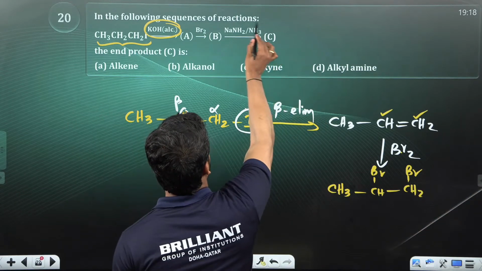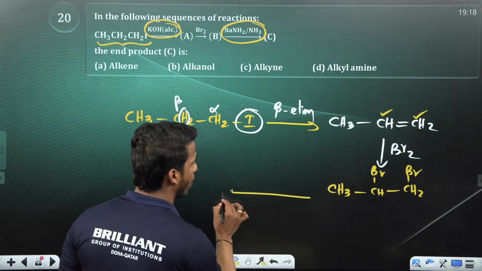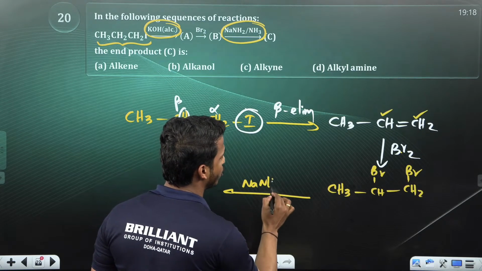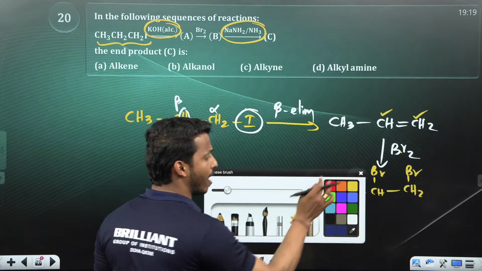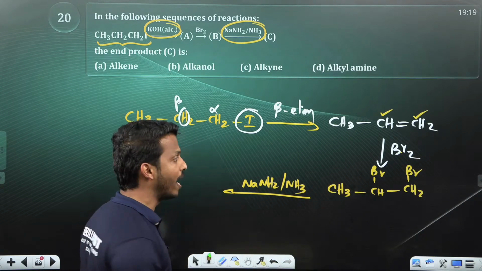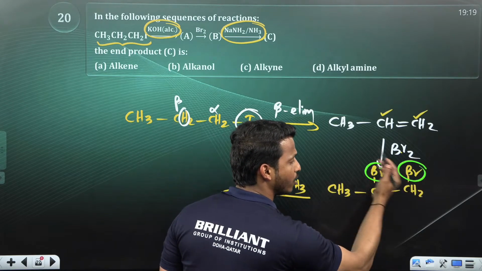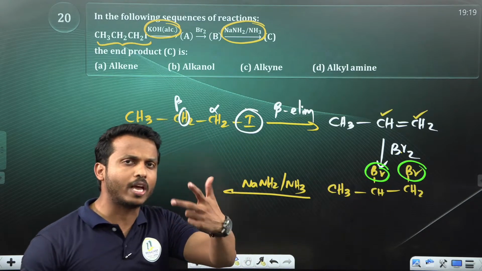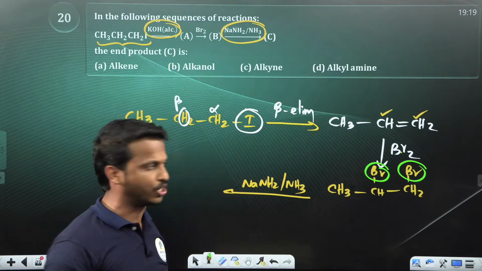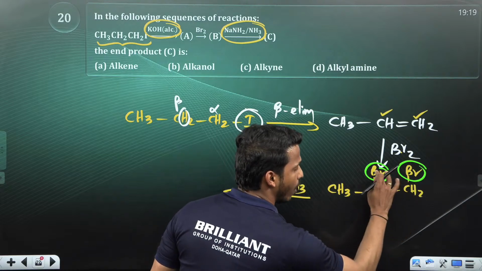What is the last step? NaNH2 and ammonia, sodamide. If you use sodamide, what happens? Both of the halogens leave and you will get a triple bond here. That means you can do beta elimination 2 times. So once you get a double bond, one more bromine goes.